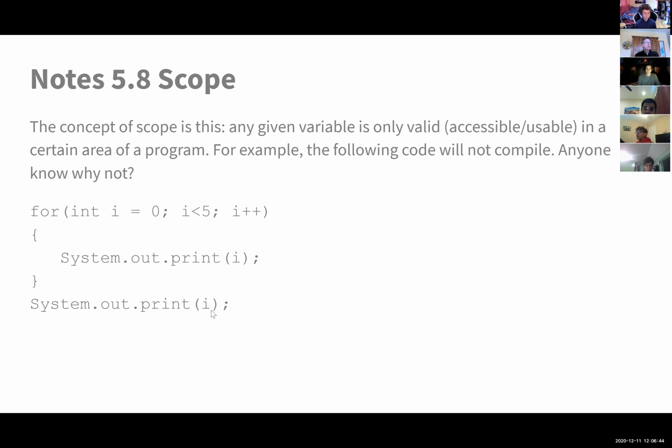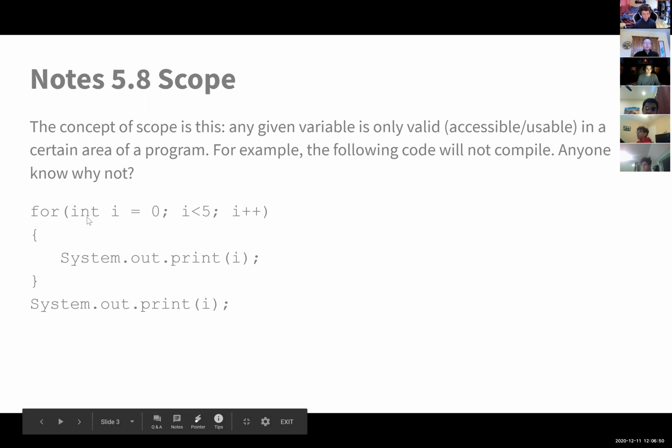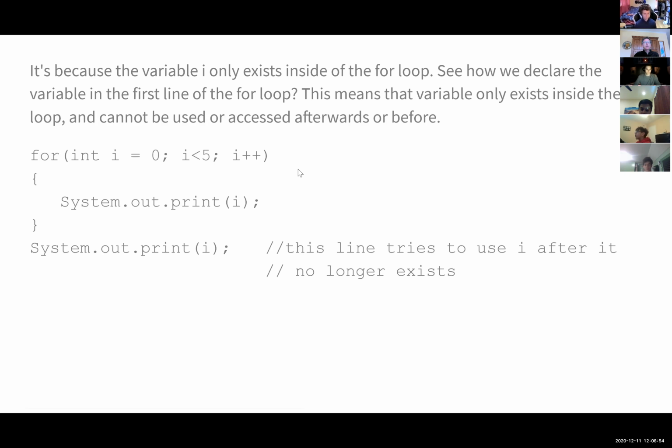Great. And then down here, I try to print i outside of the for loop. And the problem is i only exists in the for loop because we defined it in the for loop declaration line. And so this is just explaining that right here. This line tries to use i after it no longer exists.